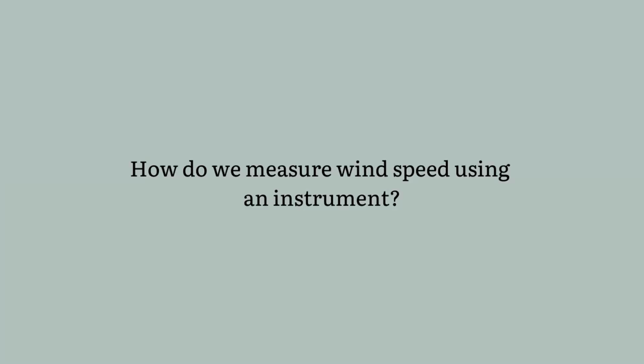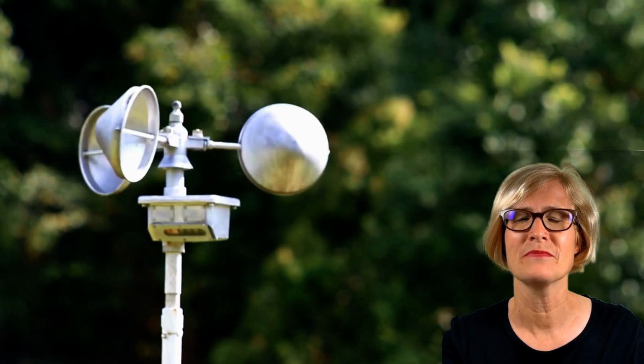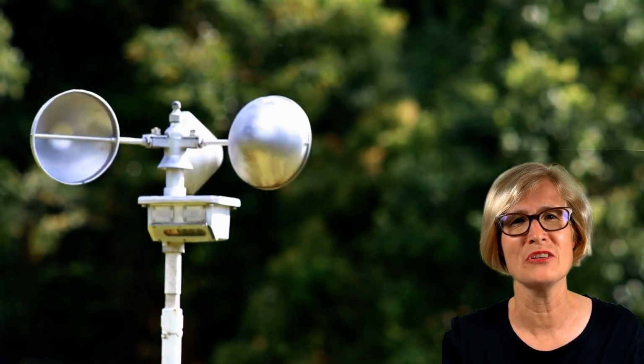So, how do we measure wind speed using an instrument? Well, this is done using a tool called an anemometer. It can be one of two types. A cup anemometer is the most common type. It has 3 or 4 cups attached to the ends of horizontal arms.